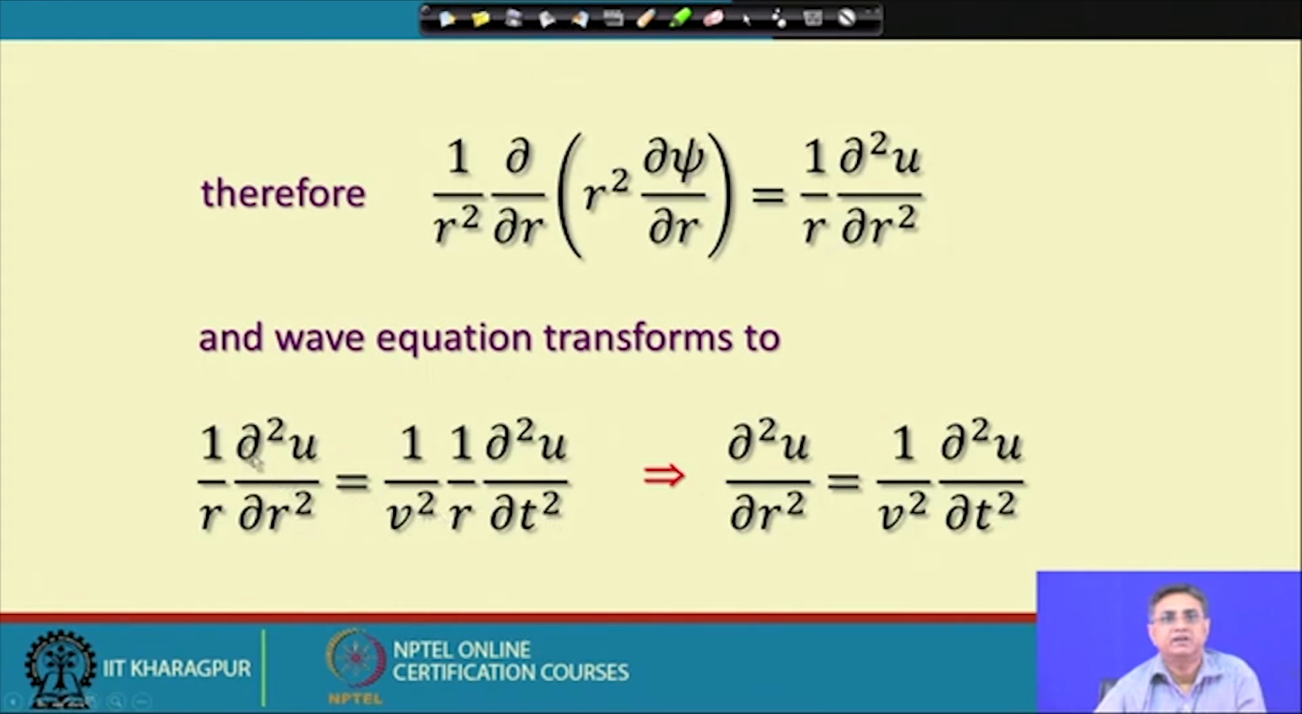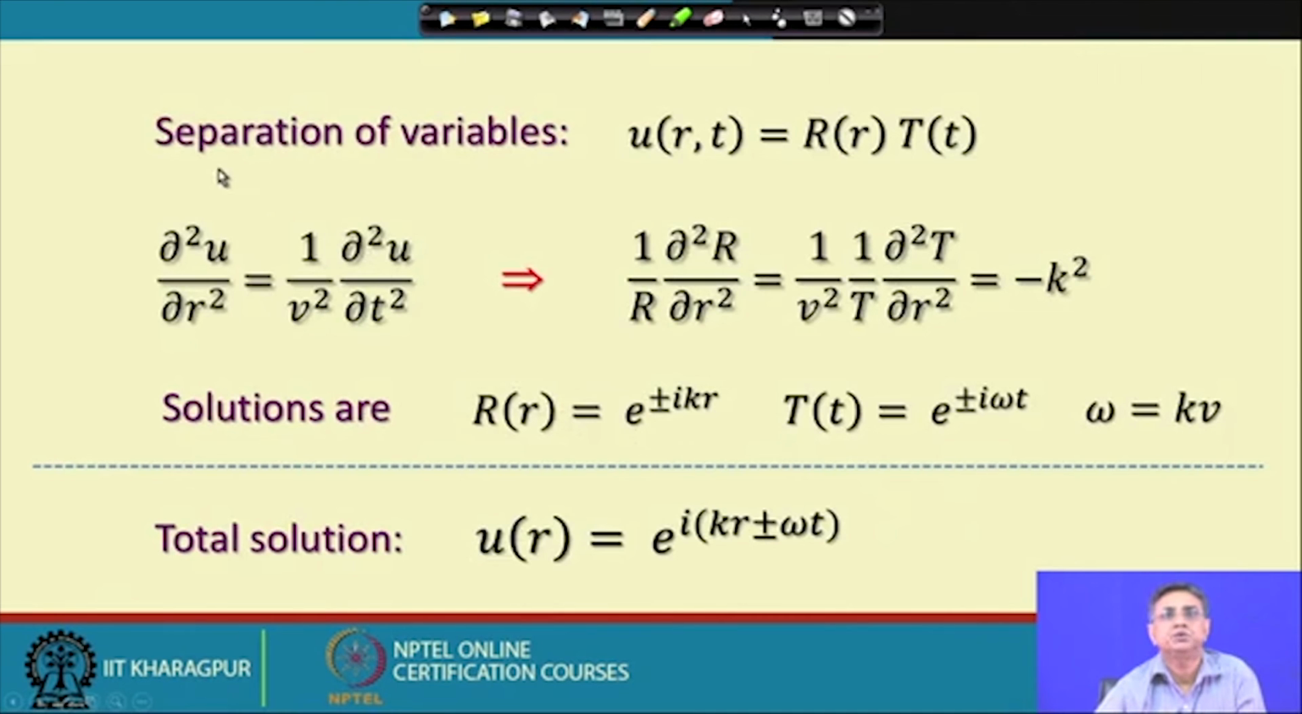So, because 1 by r cancels from either side, this is again a well known equation, and we can use the separation of variables, because r is a representation for the radial function and t is for the time part. So, if I substitute u equal to R of r and T of t into this equation, then there will be T multiplied by this and R multiplied by this. Now, if you divide both sides by R and T, I get this equation.